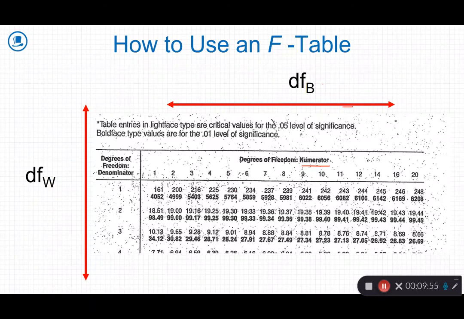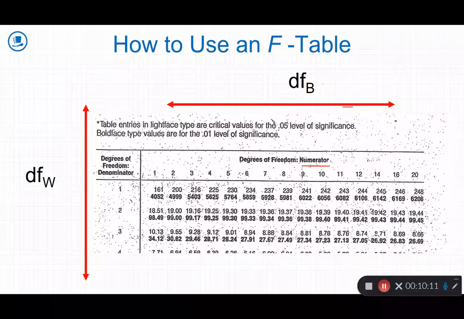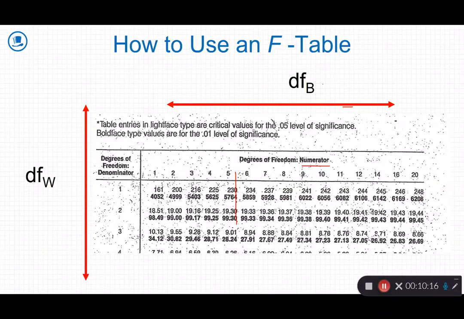This one has 0.05 and 0.01 in the same table. So in this case, 0.05 is light face, 0.01 is bold face. And it's a little bit hard to see, but you can make it out. They always put the light face type on top. So if we look at the conjunction, let's just say 5 and 3 degrees of freedom, here's the conjunction for 5 and 3 degrees of freedom, and there are two values. The top one, light face, is for 0.05. The bottom one, in bold face, is for 0.01.